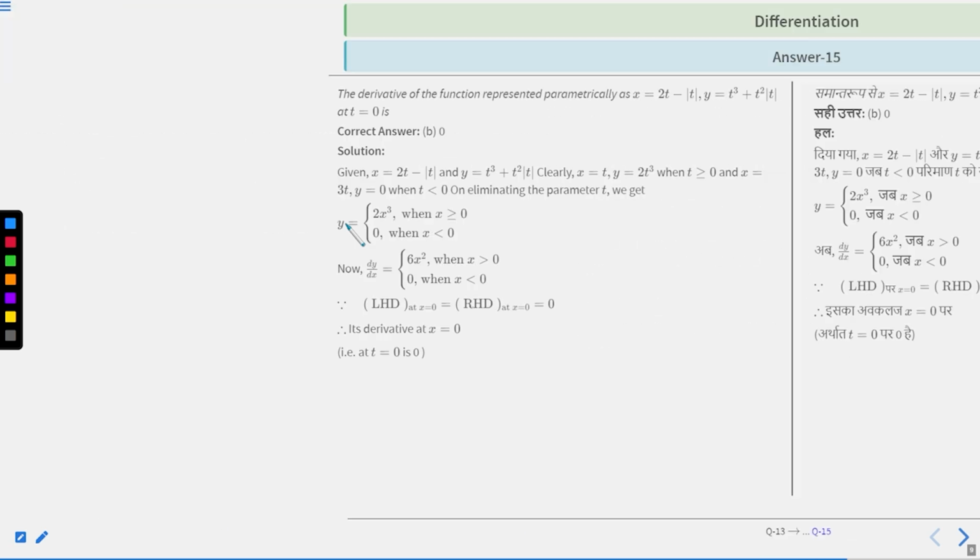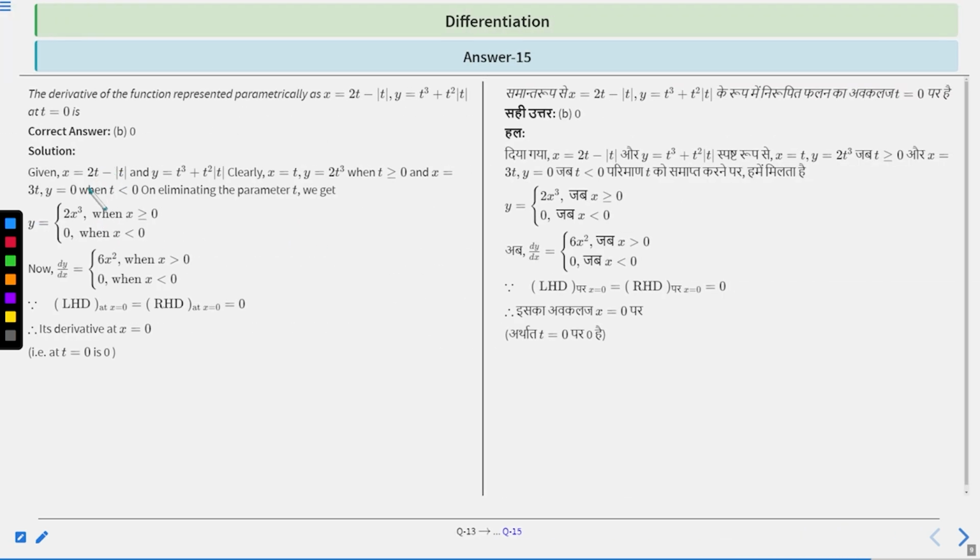Okay, let's move to the solution part C. Given x is equal to 2t minus mod t and y is equal to t cube plus t square mod t. Now clearly x is equal to t and y equal to 2t cube when t is greater than or equal to 0, as we have discussed, and x equal to 3t and y equal to 0 when t is less than 0. On eliminating parameter t, we will get y is equal to 2x cube. Clear?